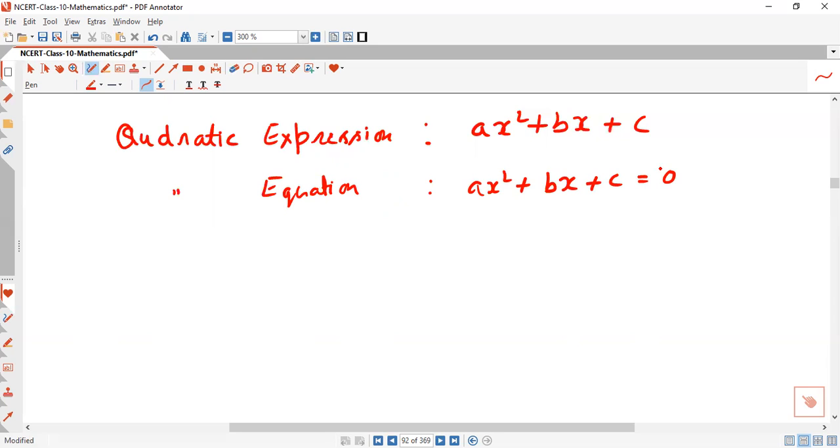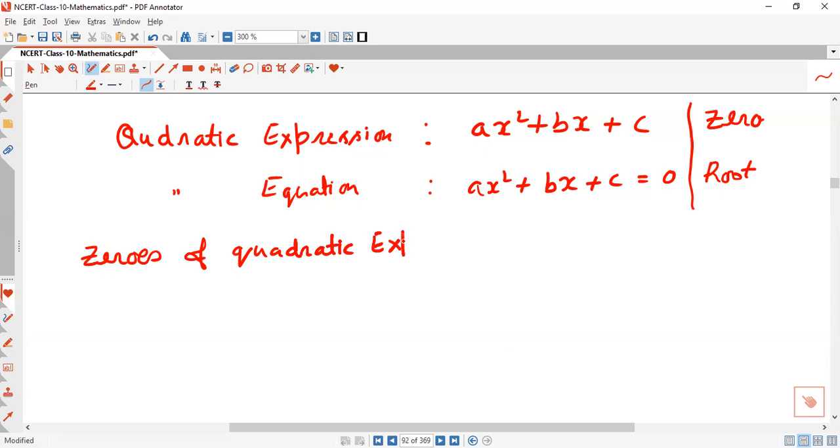Certain things, and I say that in the expressions we have zeros. You are finding the zeros, and here we are getting the roots. See, the zeros and roots are the same. We say that the zeros of the quadratic expression are equal to the roots of the quadratic equation.